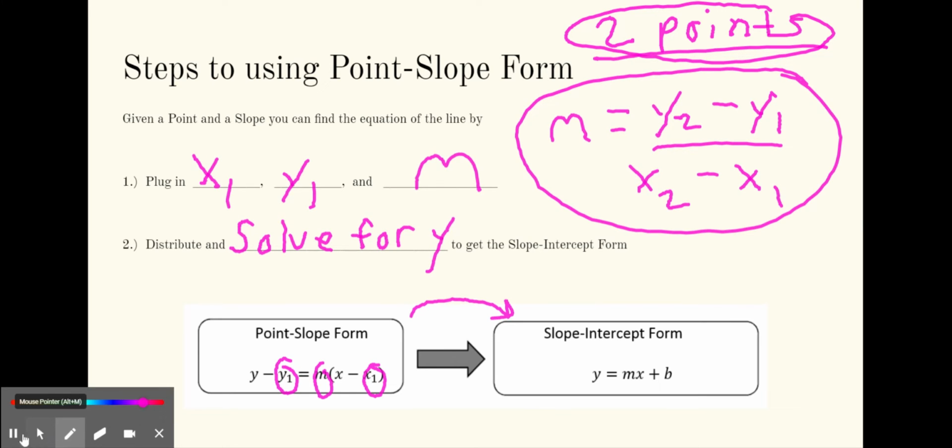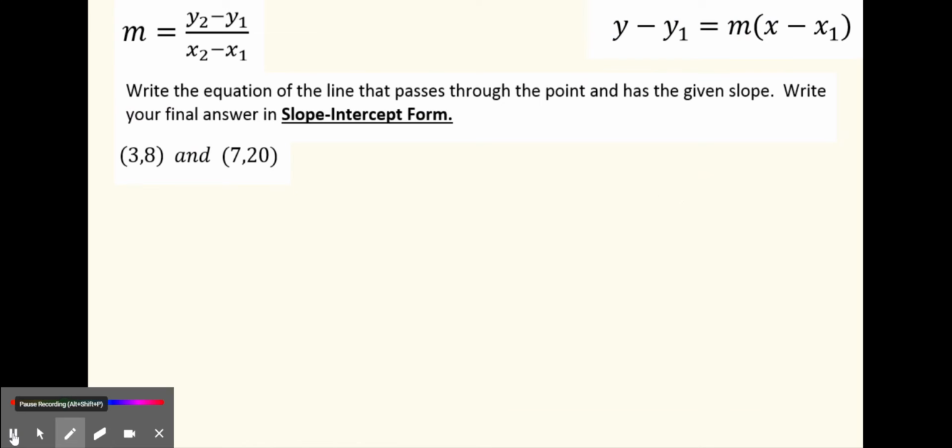That's the main difference. All right, so what I did was I wrote the point-slope form off to the upper right-hand corner and the slope equation m off on the upper left-hand corner. And this problem is stating we want to write the equation of the line that passes through the point and has the given slope. Write your final answer in slope-intercept form. Except this time they don't give us the slope. So they're giving us 2 points instead. So they're giving us 3, 8, and 7, 20.